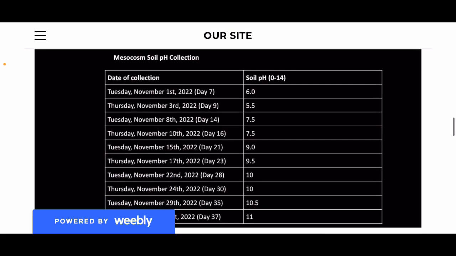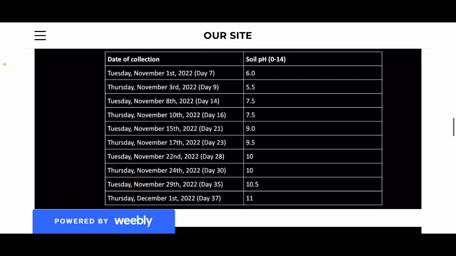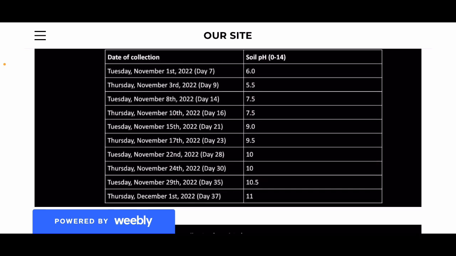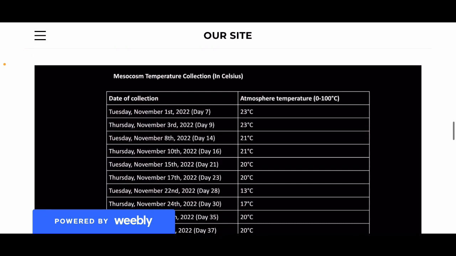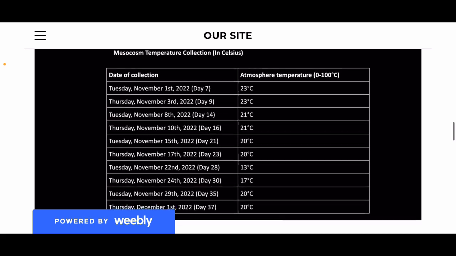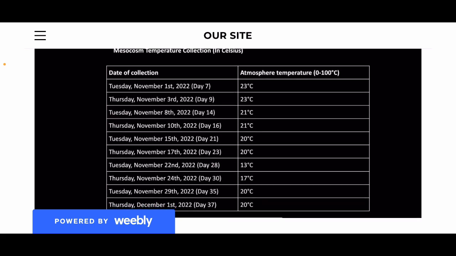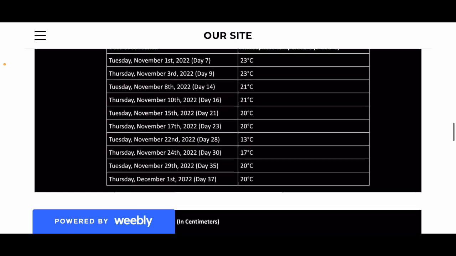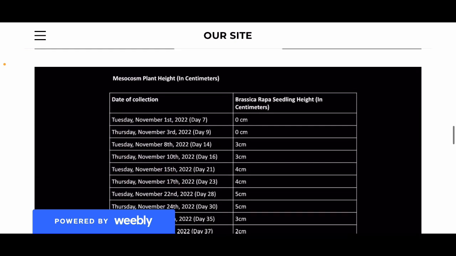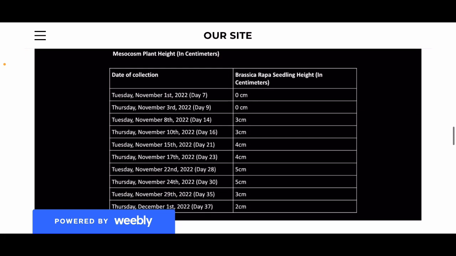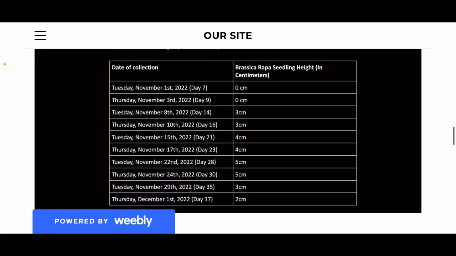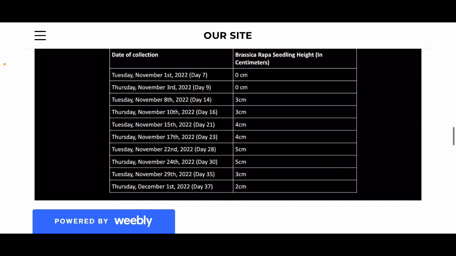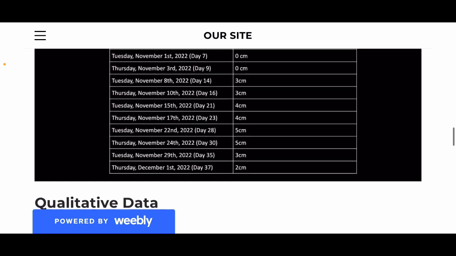As you can see, our data, this is the soil pH collection. Over time, it would go up and then go down based on the days we checked it. And for the temperature collection, we use Celsius. In the beginning, on November 1st, it was 23 Celsius. And then by the end, December 1st, it was 20 Celsius. So it reduced over time. And then our plant height, we measured in centimeters, and on the first day it was 0 centimeters, and then on the last day it wilted, unfortunately, and it became 2 centimeters.